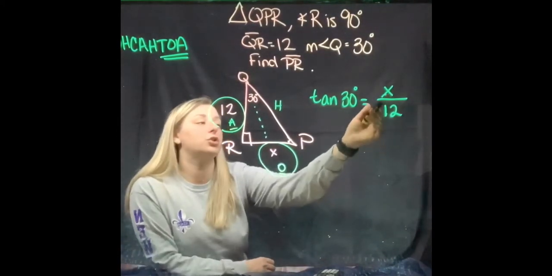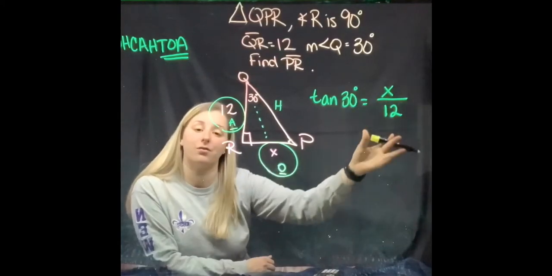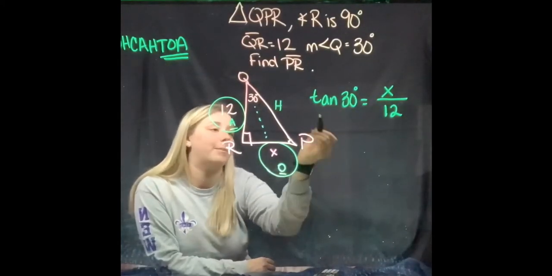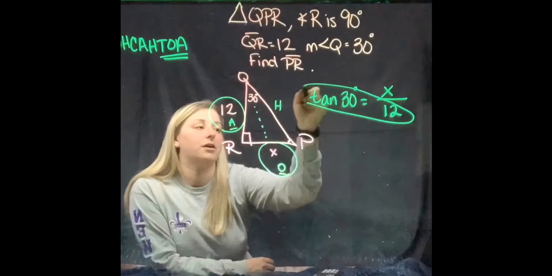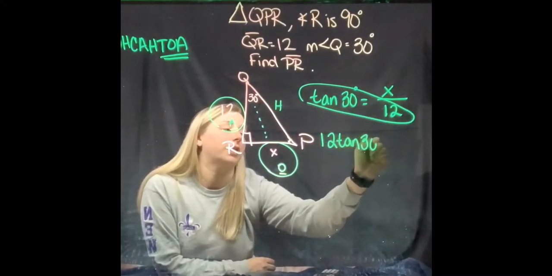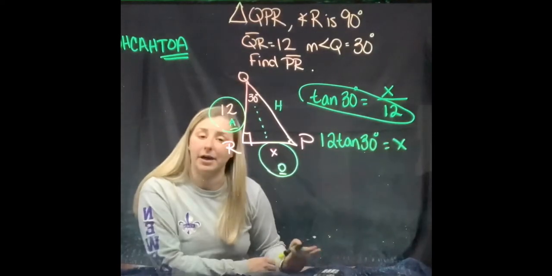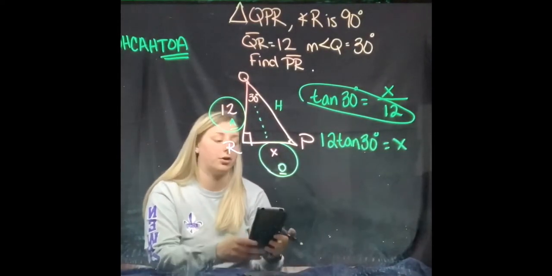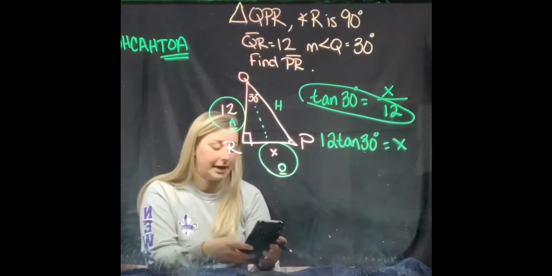So we are going to cross multiply. Remember, this is division. In order to get rid of division, we do have to multiply, or do the opposite. So I'm going to multiply that here. So we have 12 tan 30 degrees. And that's equal to X. And then that way we would just plug straight into the calculator. So I'm going to do that here. I'll show you on the screen in a second.